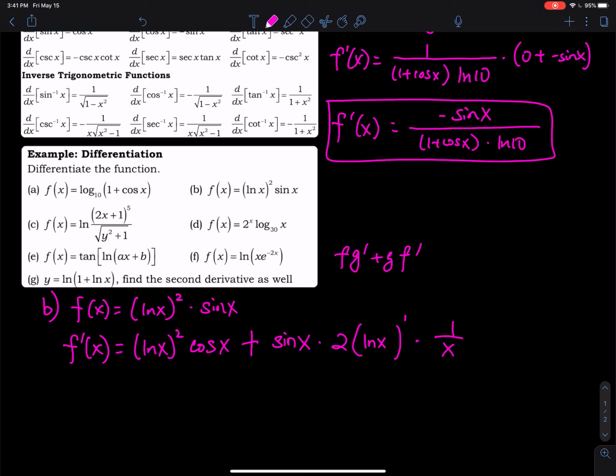All right, the derivative is finished. Let's put everything together. So f prime of x equals (ln x) squared cosine x, plus, we have an x in the denominator, so we have 2 ln x times sine of x. The job is done.